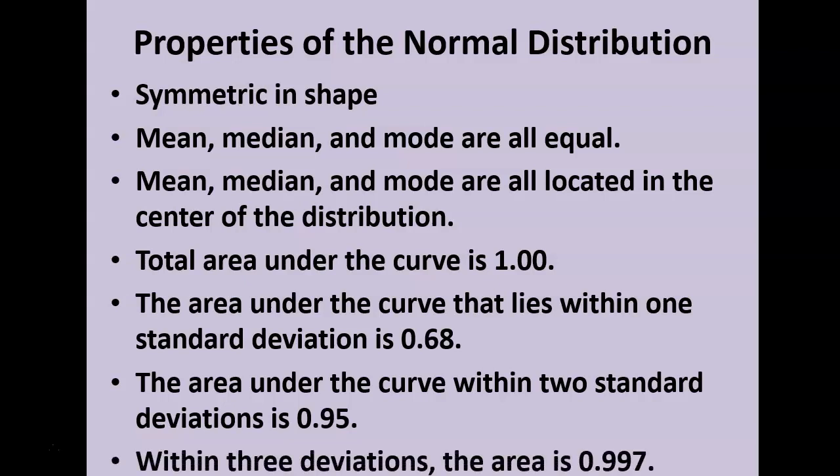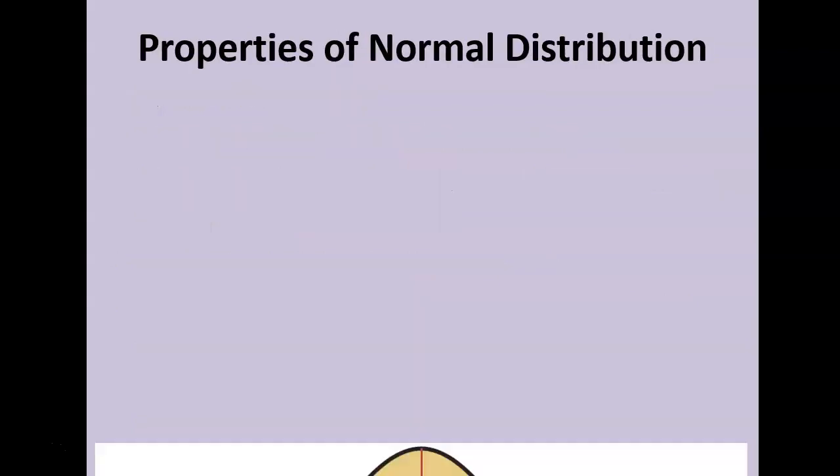If it's within 3 standard deviations, and I don't know if you can see that at the bottom of the screen or not, the area would be 0.997, which would be 99.7% of all the data that occurs is going to happen within 3 standard deviations of the mean in a normal distribution, which means it's almost impossible to go more than 3 standard deviations above or below the mean.